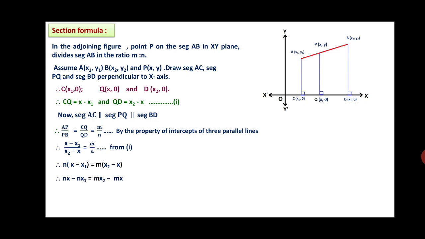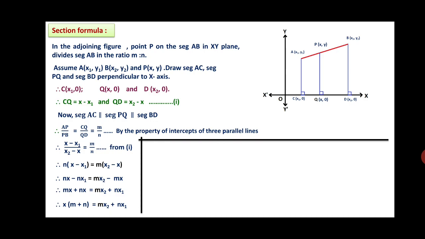Now, we will solve the brackets. nx minus nx1 is equal to mx2 minus mx. Therefore, mx plus nx is equal to mx2 plus nx1, with x brought to one side. So, x is common, taken out in the bracket (m plus n), which will be mx2 plus nx1. Therefore, you can write that x is equal to (mx2 plus nx1) divided by (m plus n). This is the value of x of the point P.